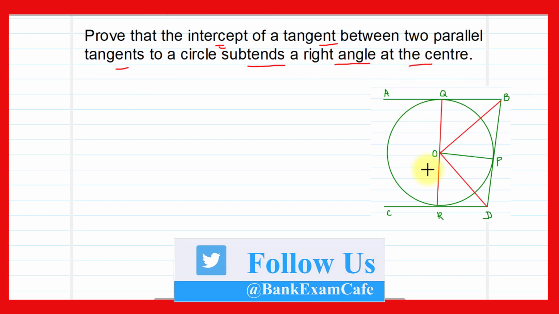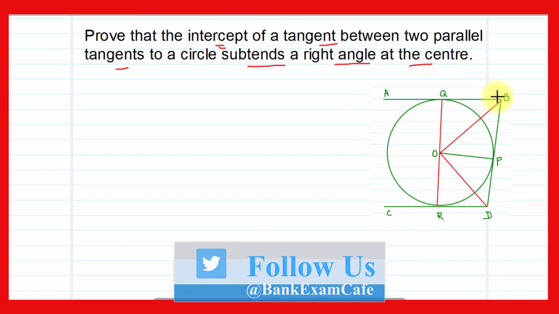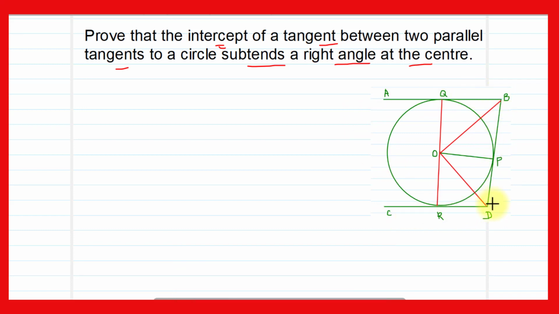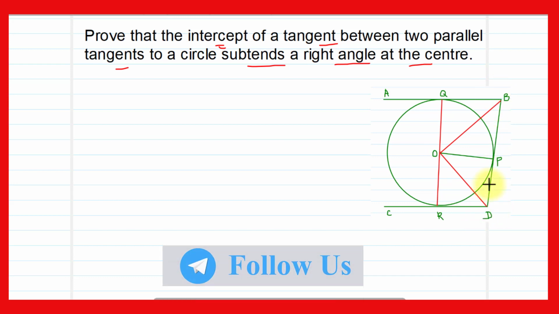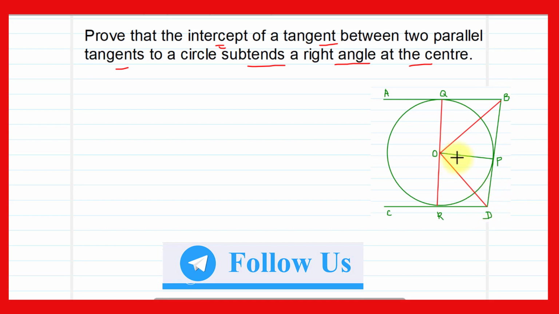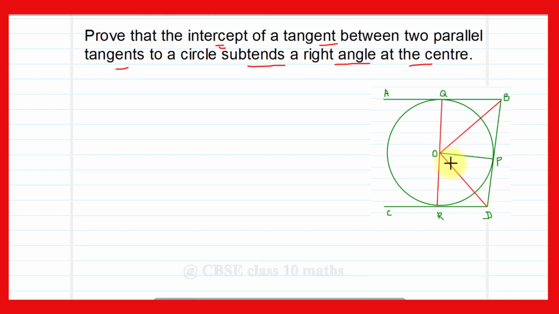Friends, here in the figure, AB and CD are the two tangents, and BD is an intercept of a tangent. This is another tangent to the circle, and this tangent is intercepted by these two tangents AB and CD. So BD is an intercepted tangent of tangents AB and CD, and angle BOD is the angle subtended by the tangent BD, and we have to show that this is 90 degrees. We have to prove that this angle BOD is 90 degrees.